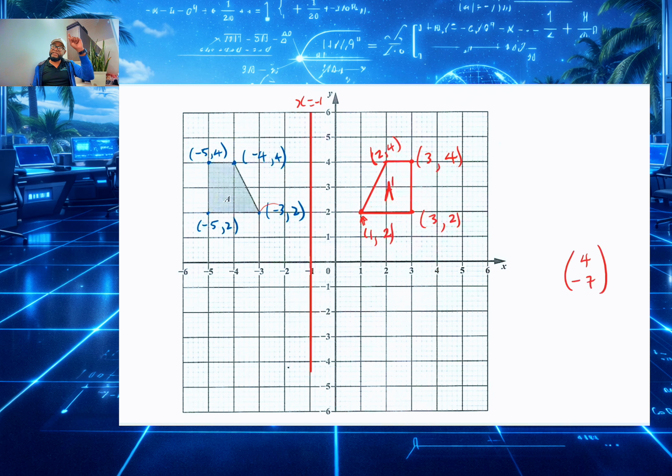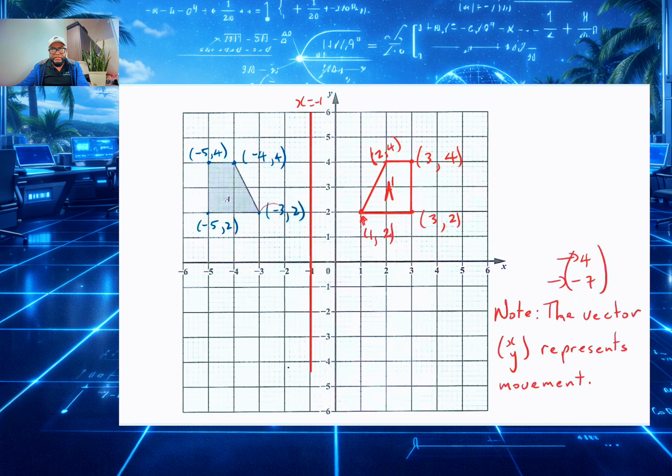I told you all something when we did the question before. If you're moving, the top number represents movement to the left or to the right. If you're going to the right, it's positive movement. If you're going to the left, it is negative movement. If you're going up, this number represents movement up or down. If you're going up, it would be positive. If you're going down, it would be negative, right?